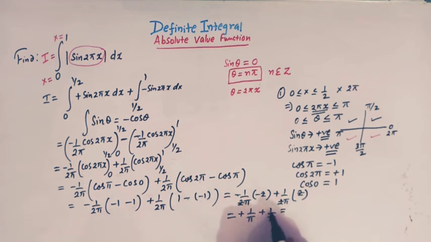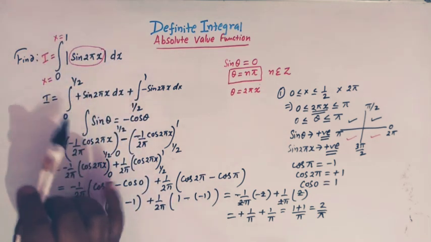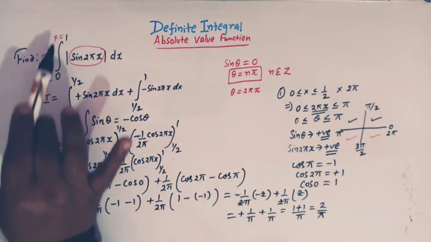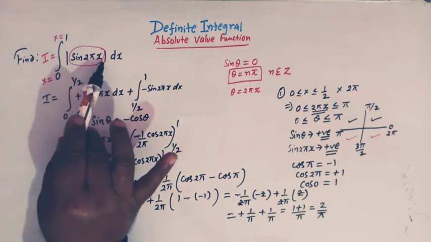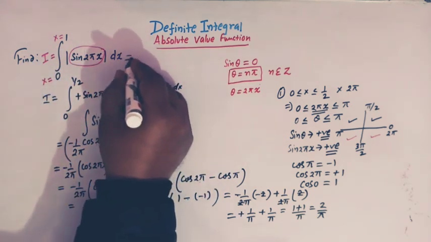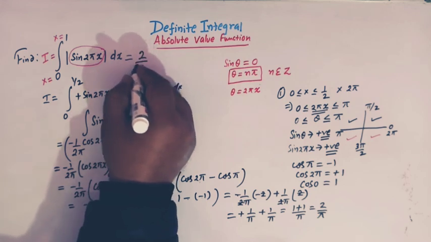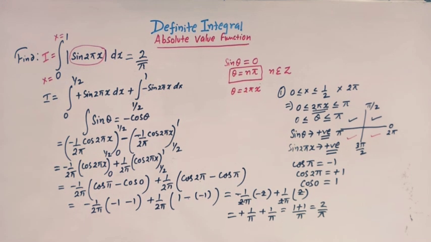And 1 over pi plus 1 over pi is 2 over pi. So the value of this integral, that is the integral from 0 to 1 of mod of sine 2 pi x dx, is equal to 2 over pi. So viewers, this is how we solve this important problem with the help of different concepts used in trigonometry.